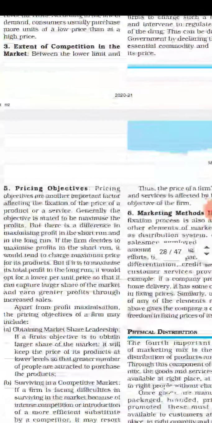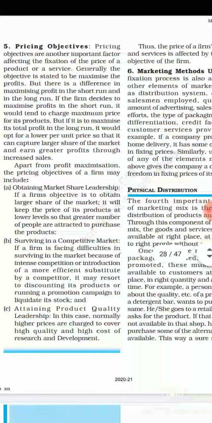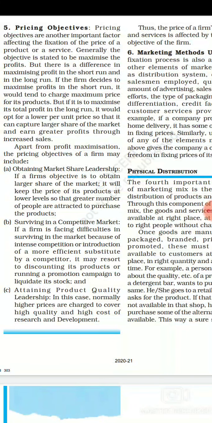Now, next is pricing objective. This also affects the time of deciding the price of a product, that is, what is the objective for the fixation of the price of a product. Now, the main objective is basically to maximize the profit. That means the main objective of a firm is to maximize profit. But there is a difference in maximizing profit in the short run or in the long run, right? If a firm or an organization decides to maximize profit in the short run, it will tend to charge maximum prices for the product, because they want to cover up the profit in a short period of time.